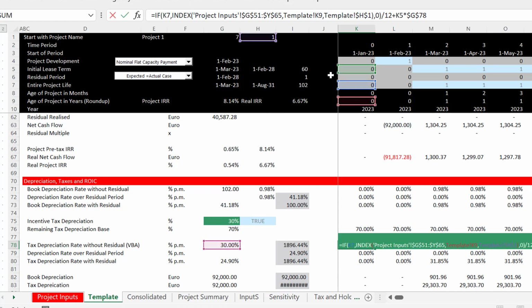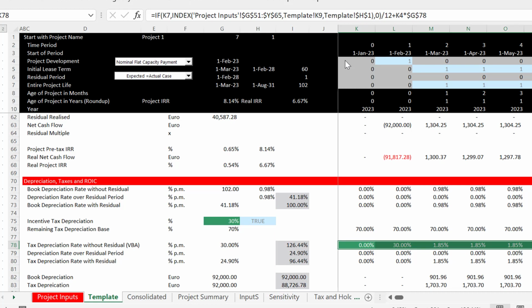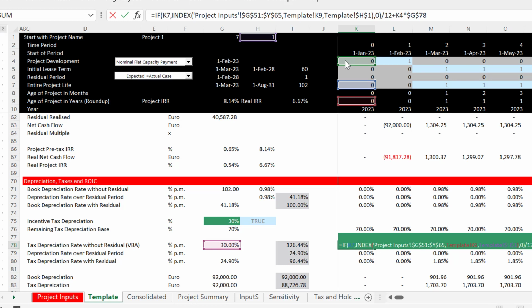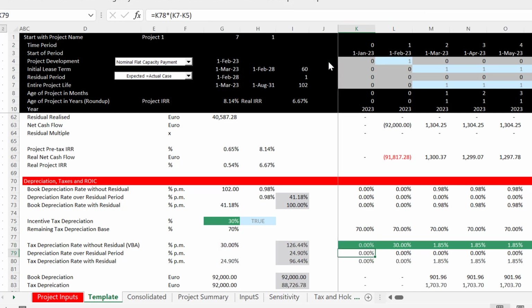K5, which is the initial lease term, so it should have been this one. Sorry about that. Okay, so we have our first year depreciation. It might actually occur in the next year, so if we're a little more precise, we take it in this period. Okay, I fixed that. So there's our first year depreciation.